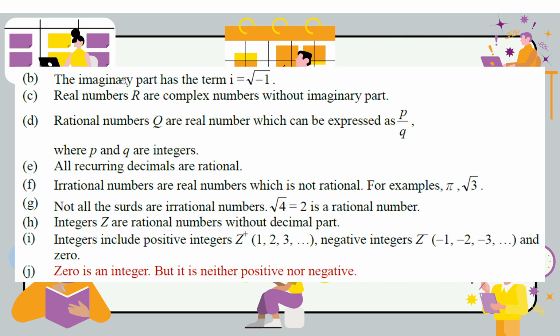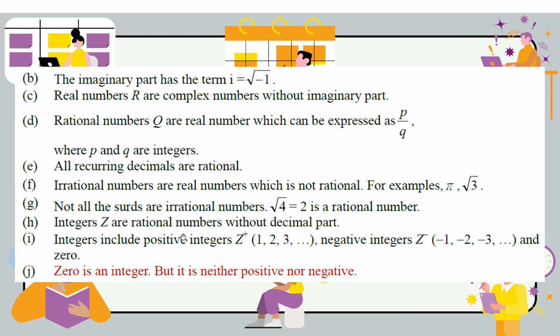So we just introduced one thing, the imaginary unit i equals the square root of -1. And the real numbers, R, are all the complex numbers without an imaginary part, no i. You need to start to get familiarized with this special naming, R for real number. And rational numbers we call Q, real numbers which can be expressed as p over q. And all recurring decimals are rational.